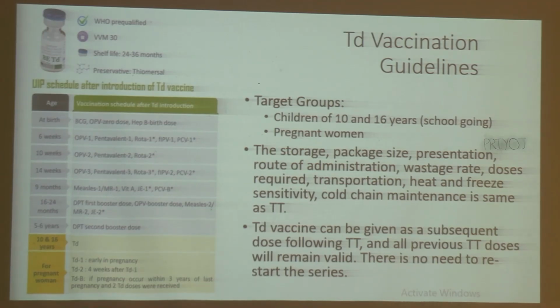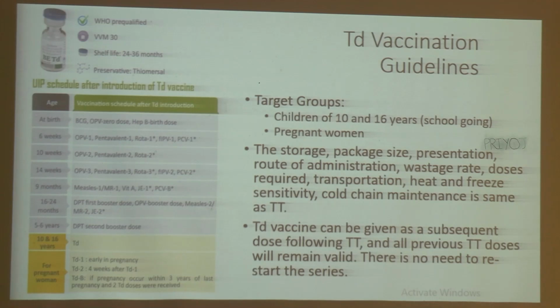VVM 30 is used in the TD, okay, remember that. The shelf life is 24 to 36 months. This is the new UIP schedule: for 10 to 16 years, that is TD booster, and for pregnant women TD1 early in the pregnancy, you always say at the day of registration, okay. At the day of registration, mother is given 2 things, one is TD1 and second is MCP card. TD2 4 weeks after TD1, and TD booster if pregnancy occurs within 3 years of the last pregnancy and two TD doses were received, then the booster is given.